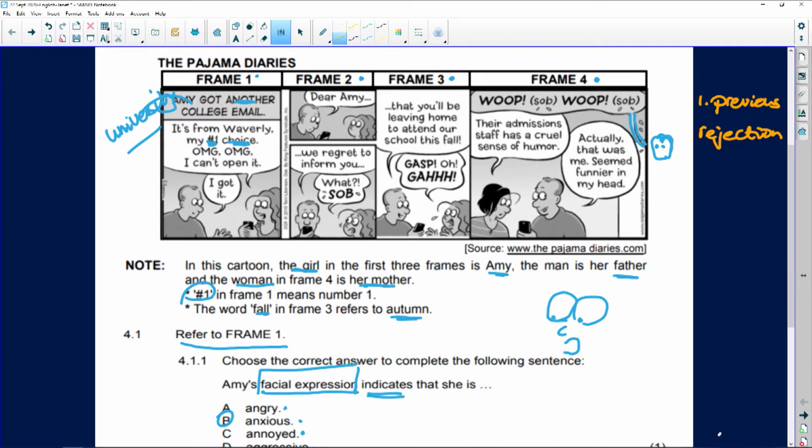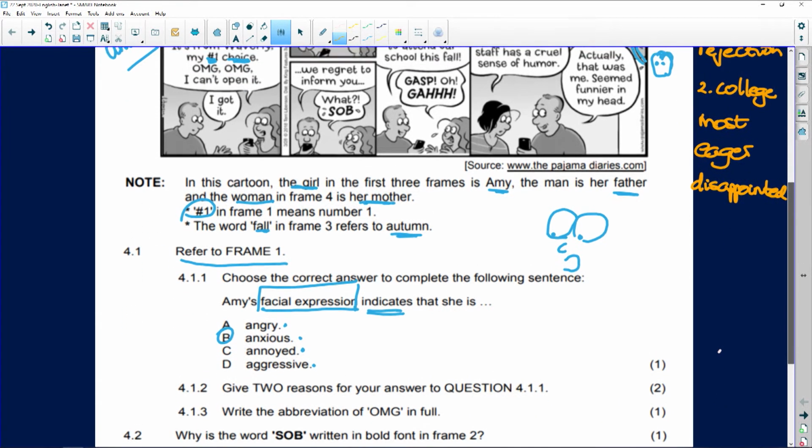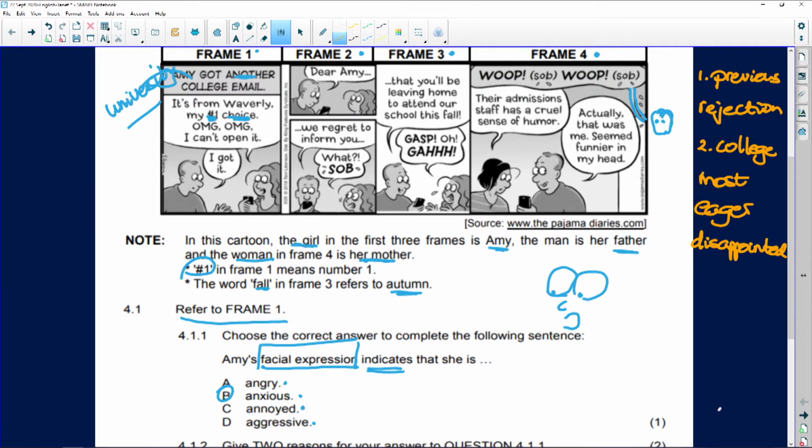So what you could argue is that this is the college she is most eager to attend. Therefore, she'd be very disappointed if she didn't get in. So it says 2 reasons. Let's look for a third reason.